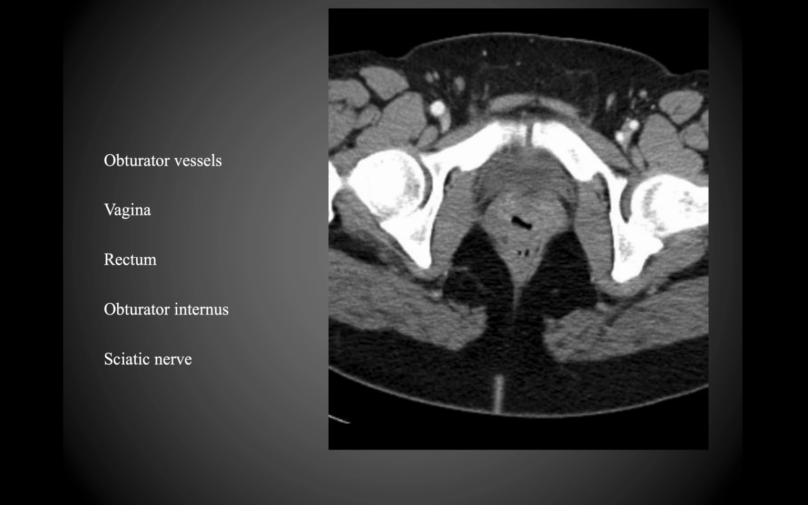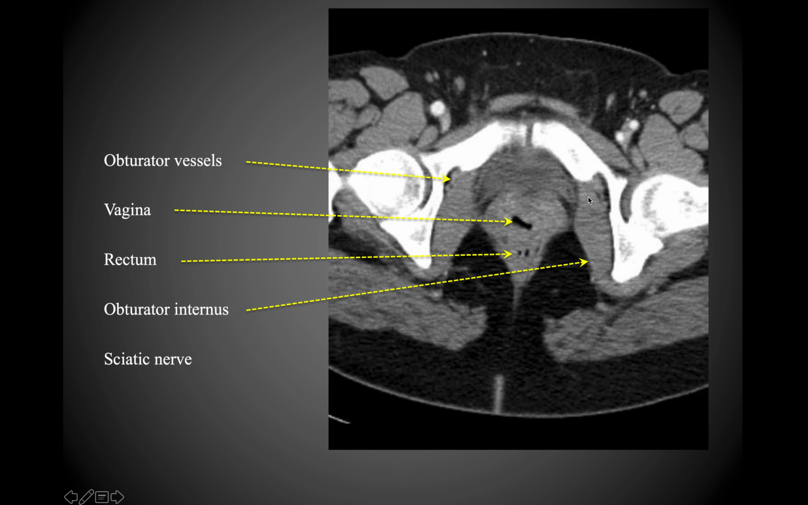As we're descending here, in the next image down, you can now see the obturator vessels. So they're traveling in the obturator foramen. We can see the vagina here in the midline, so the vaginal cavity is black due to the fact that it's partially filled with air. The rectum is located just posterior to that, so you can see how there's just a very small amount of gas located in the rectum in this individual at this level.